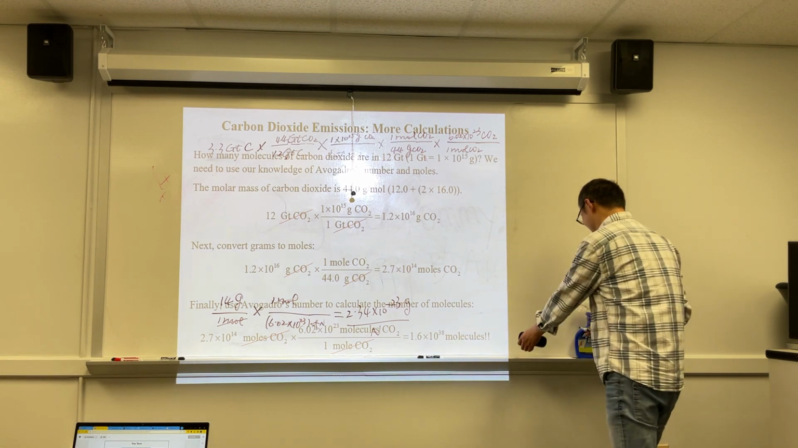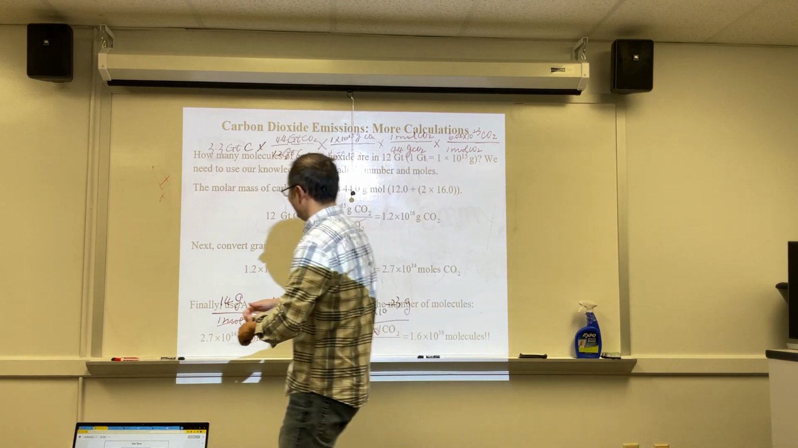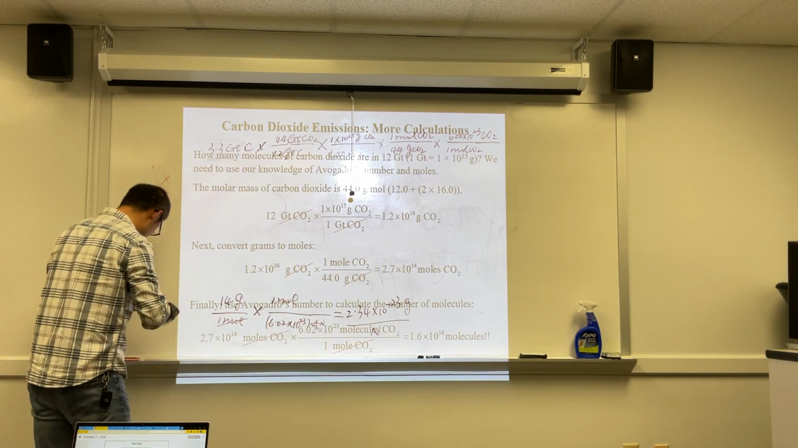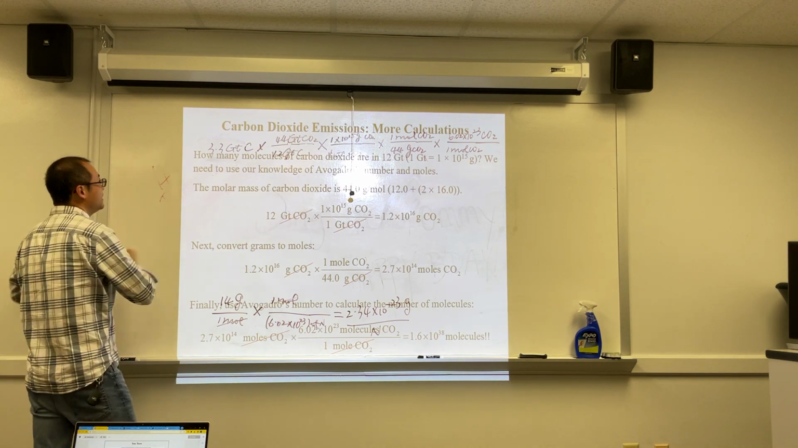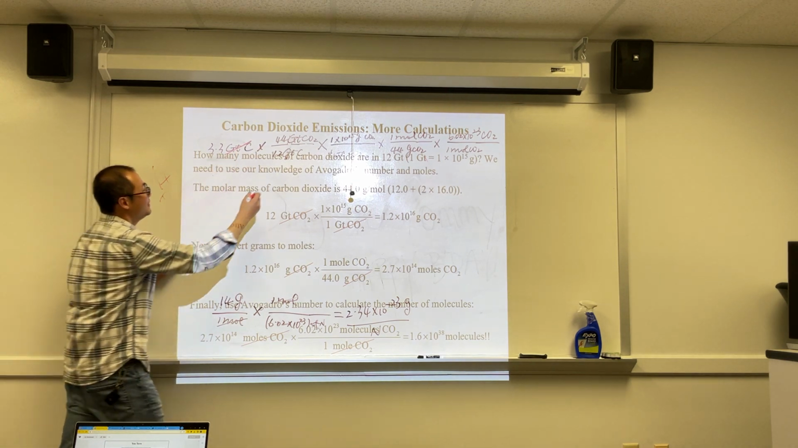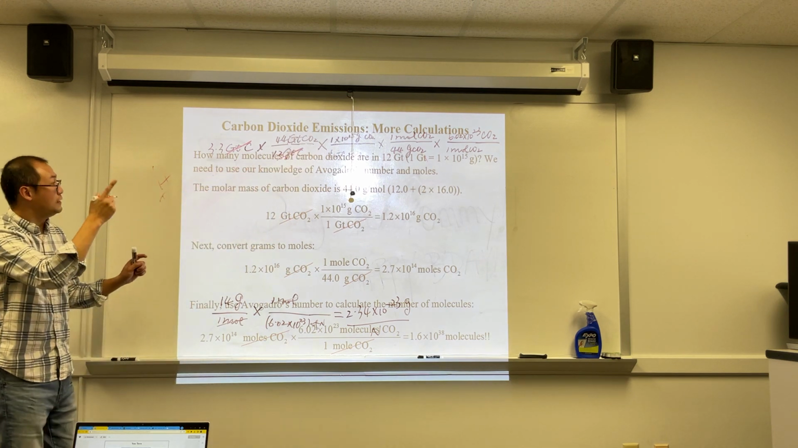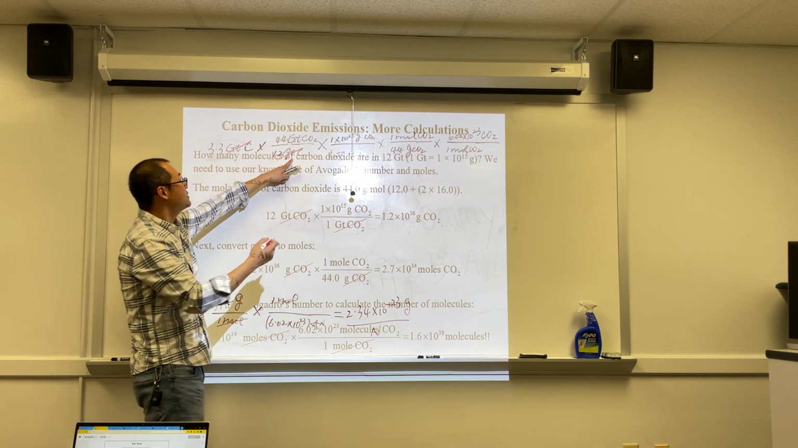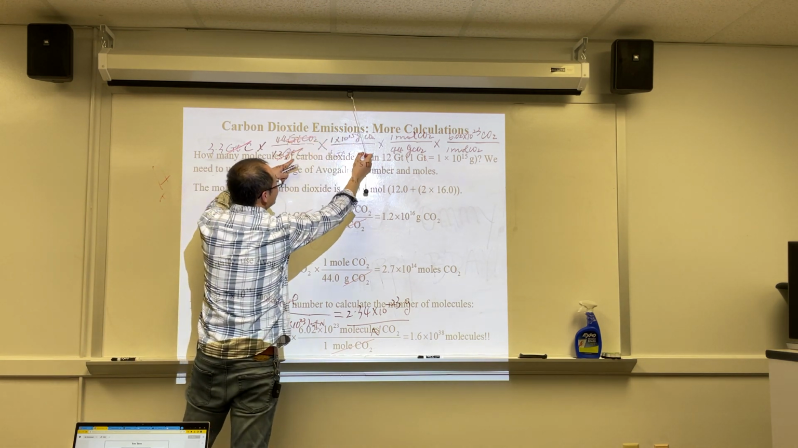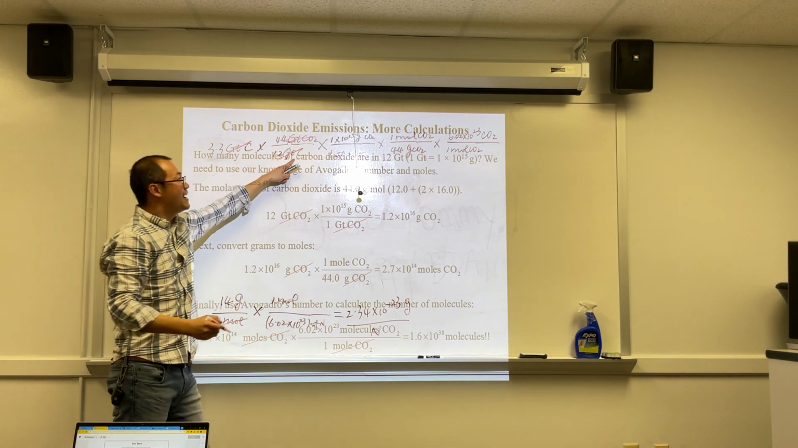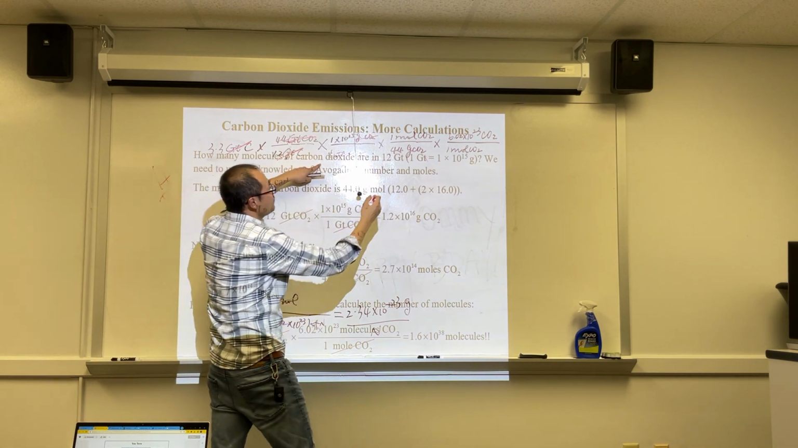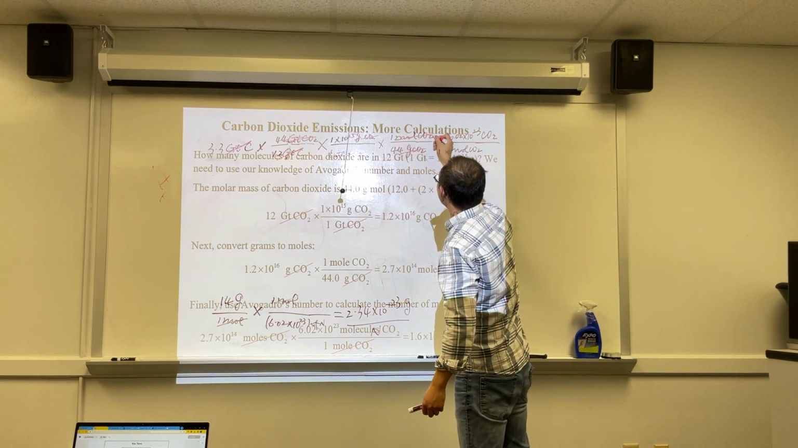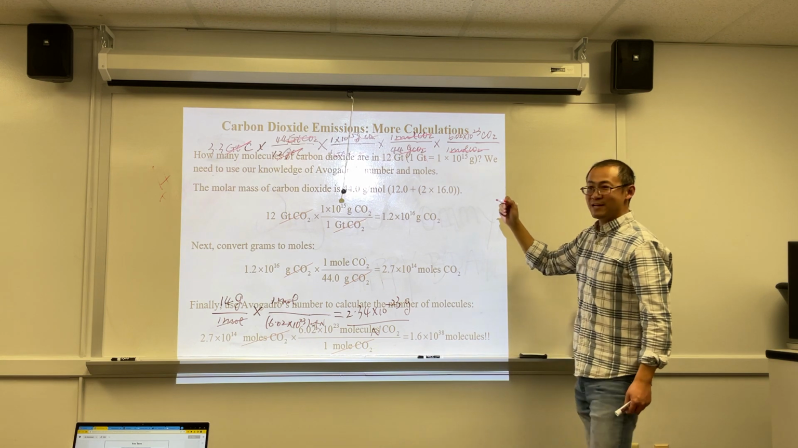Done. Let me show you how we cancel them. Use a red color. Take a look at the units. Gigaton carbon. Gigaton. Don't touch the numbers. You only cancel the units, right? Gigaton carbon, gigaton, cancelled. Gigaton CO2 cancelled. Grams of CO2 cancelled. Moles of CO2 cancelled. You see that? All gone.